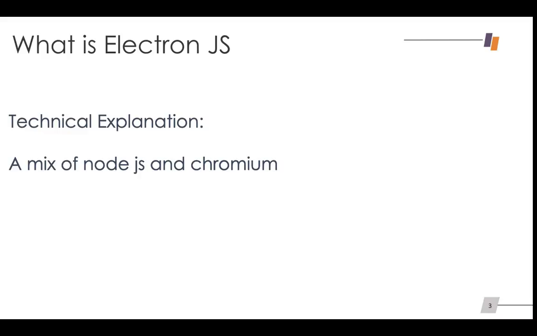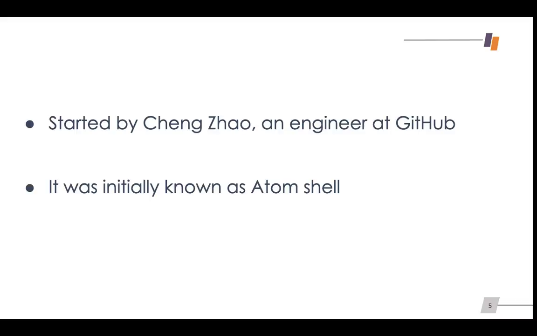Now let's talk about a brief history of Electron. So the whole Electron thing started in January 2013 by an engineer at GitHub called Chen Zhao. The whole purpose was to search for a tool that was going to allow the GitHub engineers build a cross-platform text editor using the web technologies that they know, which is HTML, CSS, and JavaScript. And the whole aim was to make it easier for them to build a cross-platform text editor. And this is where Atom was born.